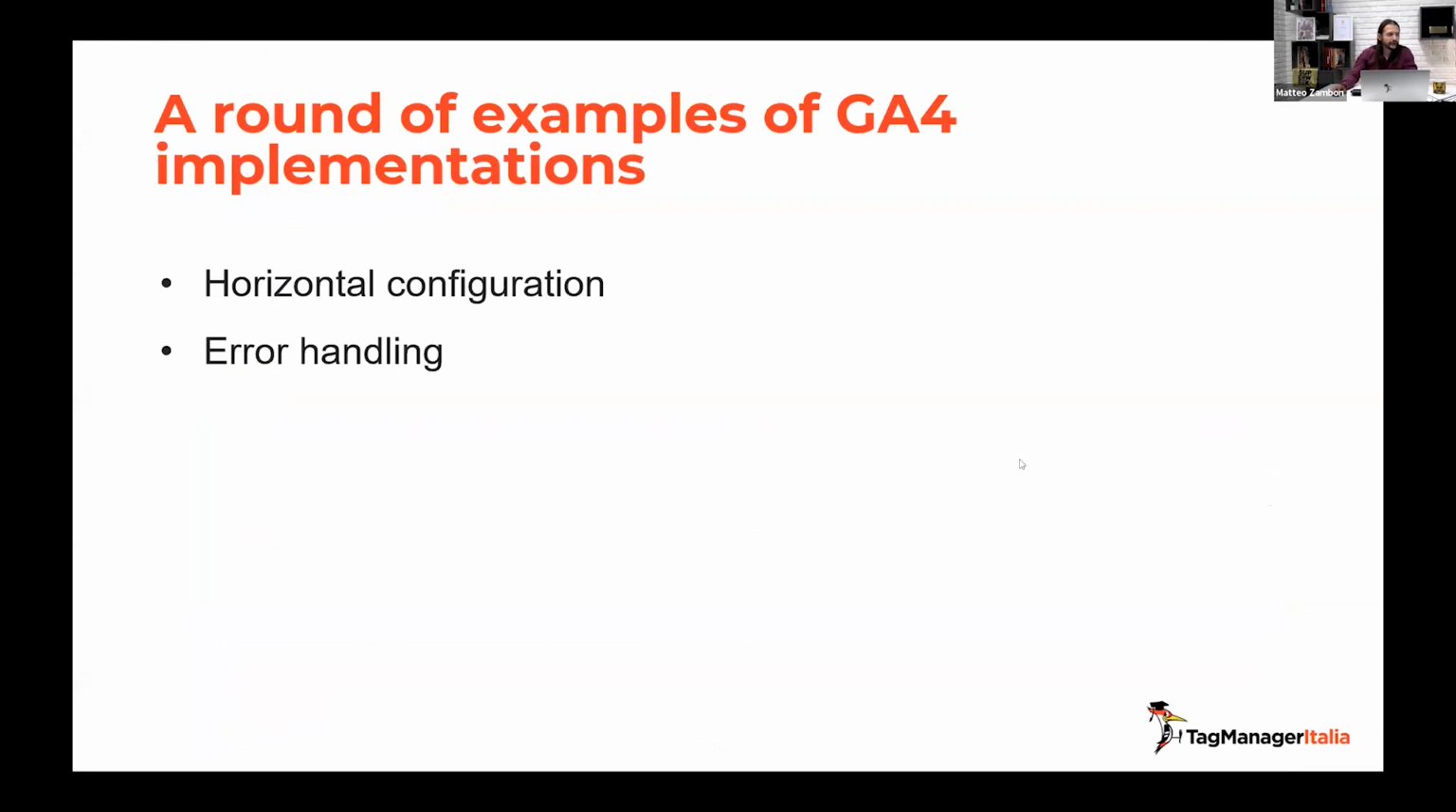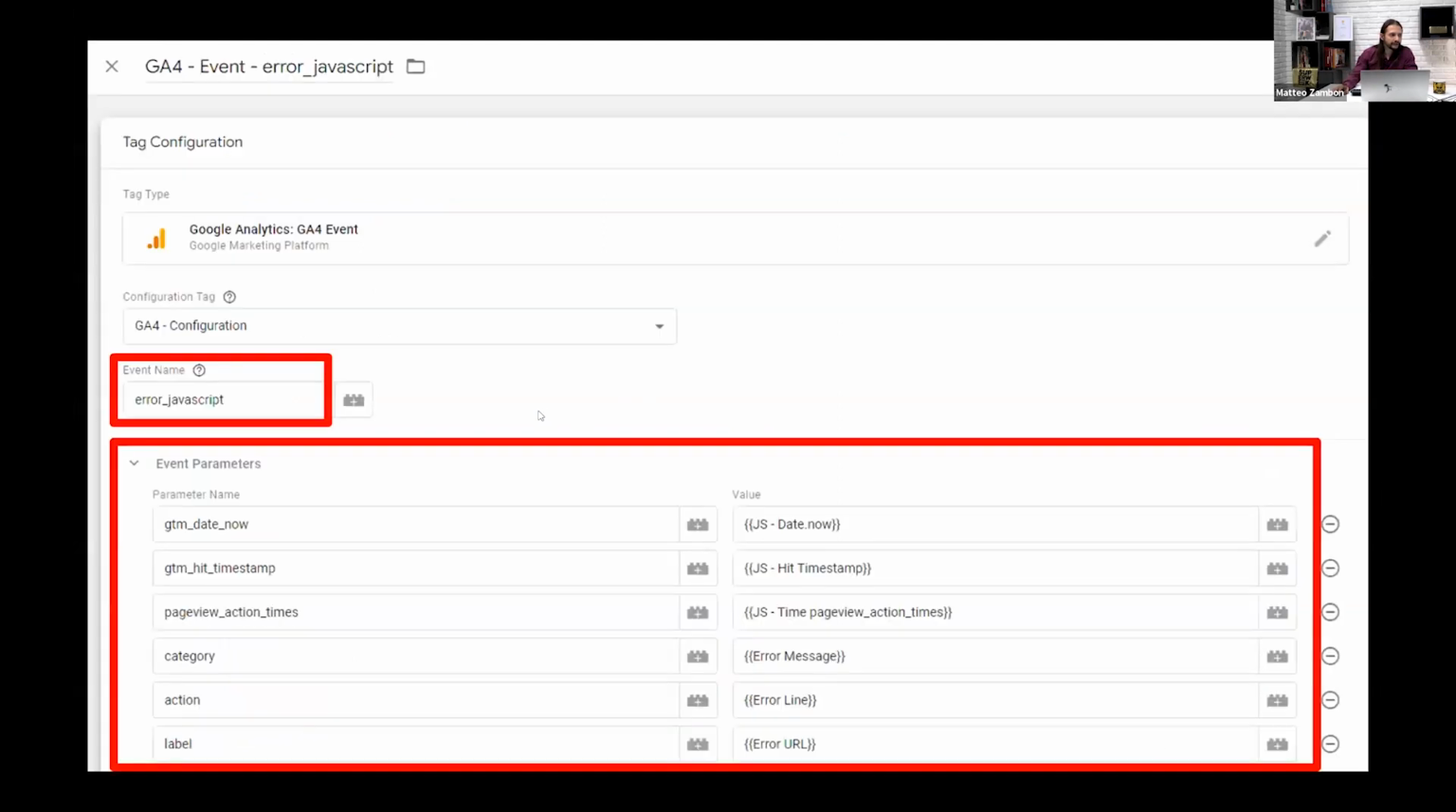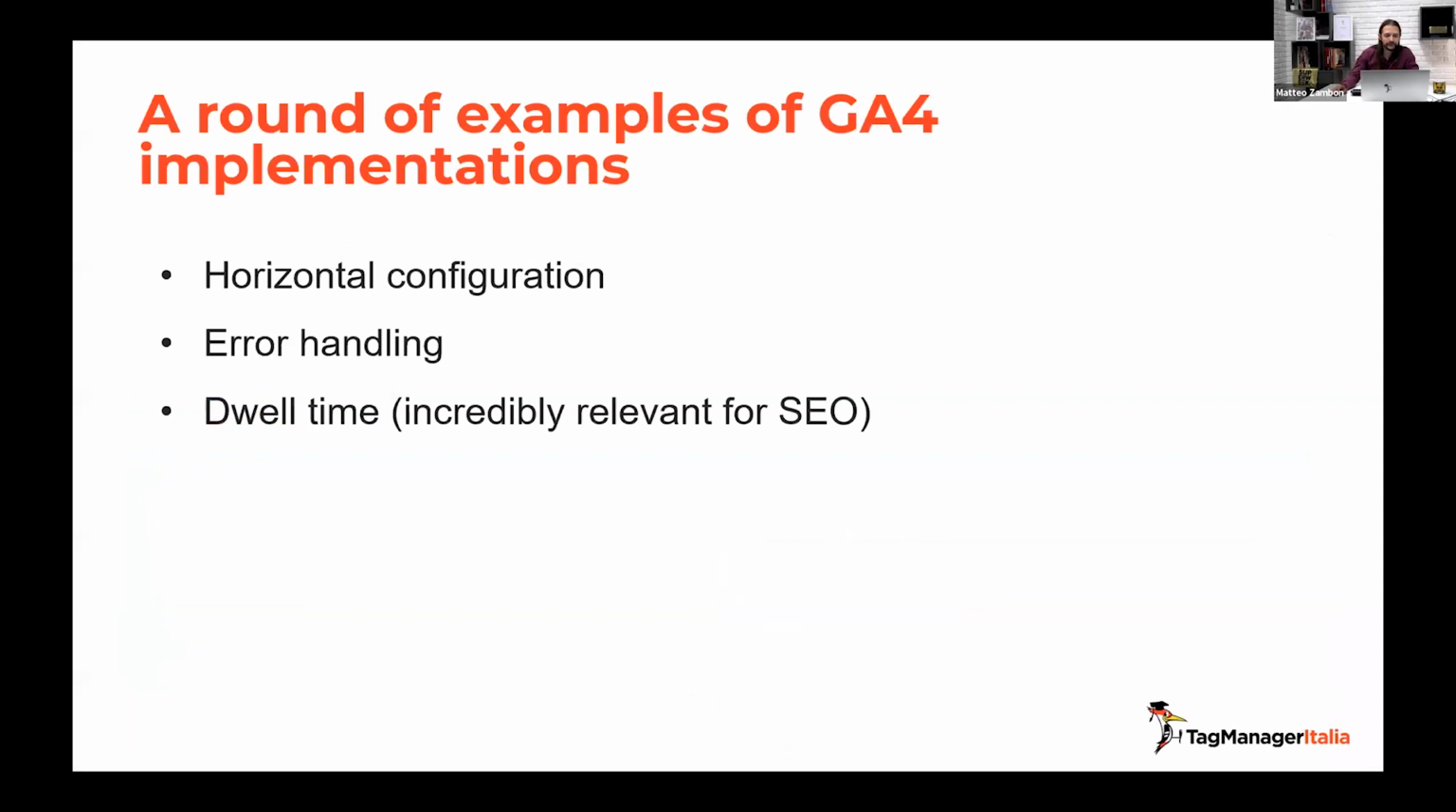And of course, you can implement error handling. For example, for JavaScript here, through a structure such as category, action, and then the label, we track errors that can be either JavaScript or interface errors. This is an example for JavaScript errors, but of course you can catch any error that you want.